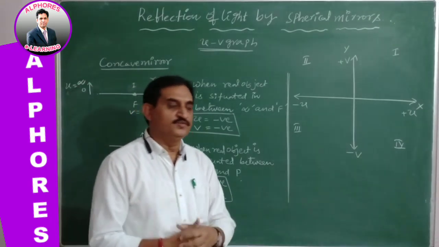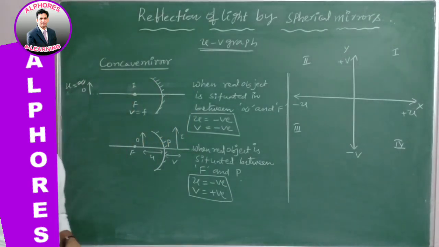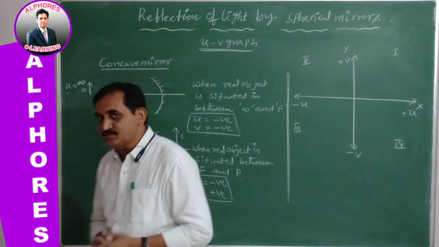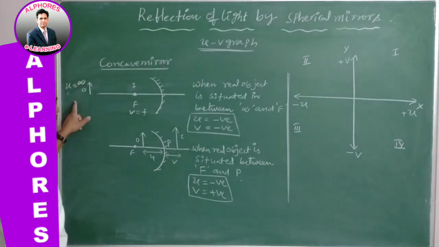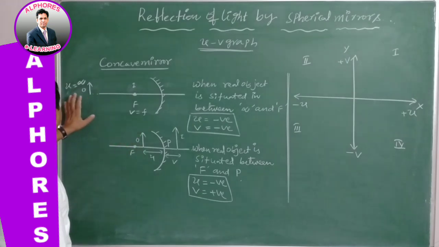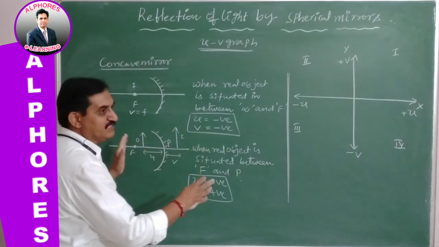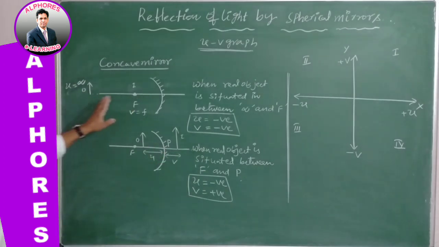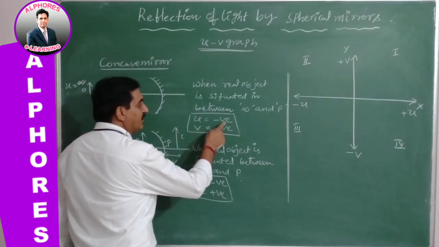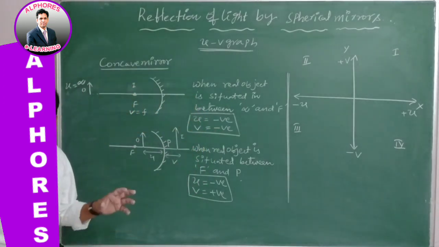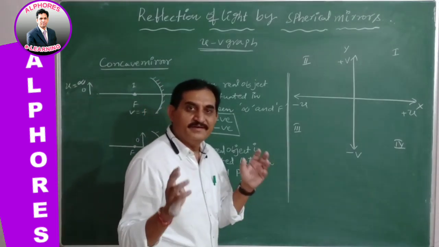Let us go for the UV graph of a concave mirror with proper sign convention in detail. See, in this case, whenever the object is at infinity, the corresponding image is formed at the focus. So whenever a real object is located between infinity and the focus point, its corresponding image formed is also real. Therefore, for a real object, the object distance is negative. For a real image, the image distance is negative. Both U and V are negative.